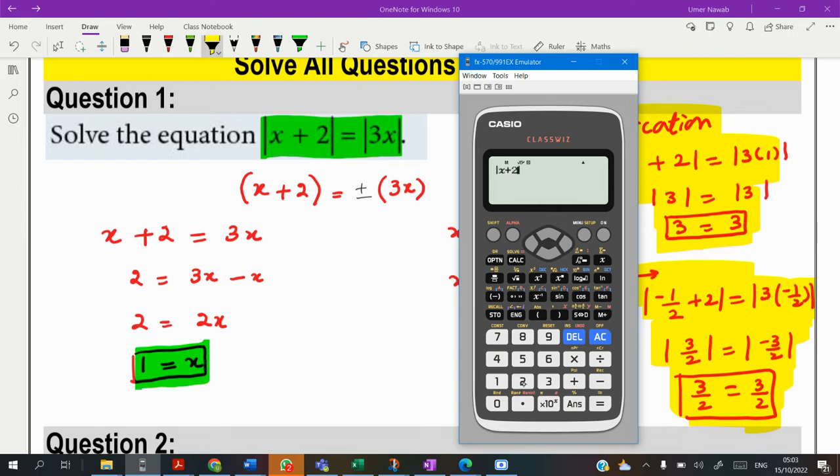So if I write ABS x plus 2, and then write equal sign, alpha equal, again shift close bracket, this parenthesis, you can see that on top of the close bracket ABS is written. So now you can write absolute 3x. Now I want to solve this equation. Shift solve. The calculator will take an initial guess, ignore it, and get your answer. So we got x is equal to 1.